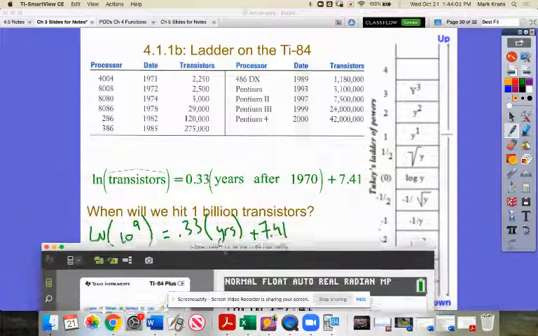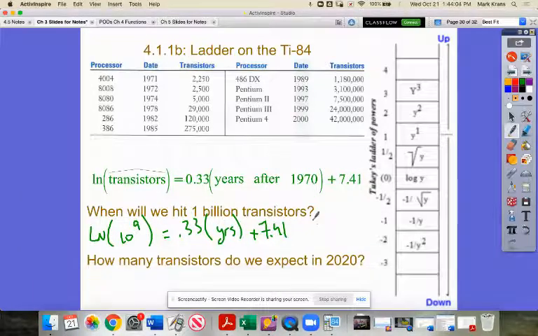And so that's 40 years after 1970. Okay, so years equals 40, which is the year 2010, is the year that I expect to hit 1 billion transistors on a single processor, which is crazy. How many transistors do we expect in 2020?